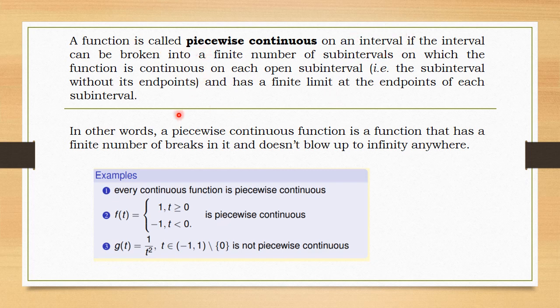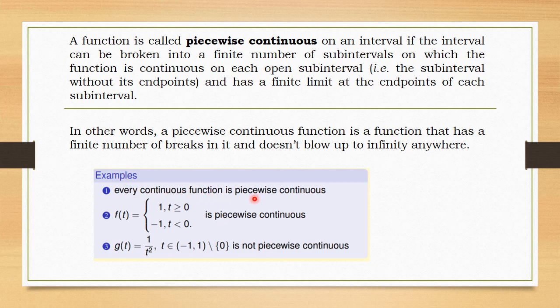Let's suppose you are given a function which is defined on an interval. You divide that interval into subintervals, and over each subinterval your function is continuous except at endpoints. But at the endpoints the limit of the function should be finite. Then you will say the function is a piecewise continuous function. In other words, a piecewise continuous function is a function which has a finite number of breaks in it and doesn't blow up to infinity anywhere.